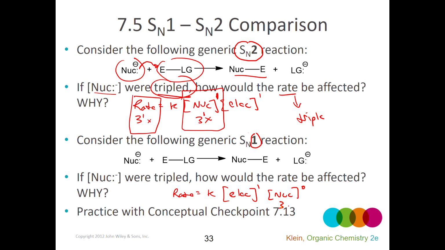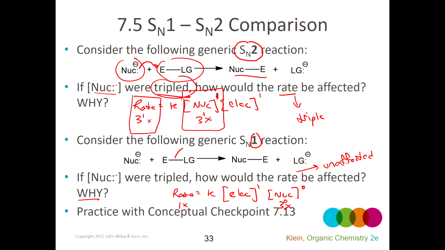So if I triple that, it's really like multiplying this by 3 to the 0th power. Anything to the 0th power is equal to 1. So the rate will be multiplied by 1, which means it's not going to change. So the rate would be unaffected. And the reason for that, beyond the mathematics, is because the nucleophile is not involved until after the slow step.